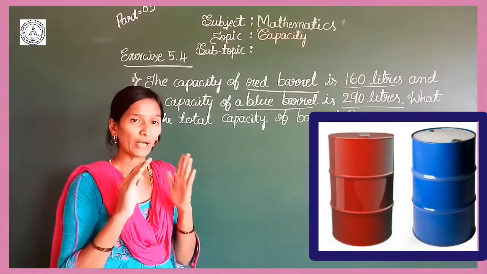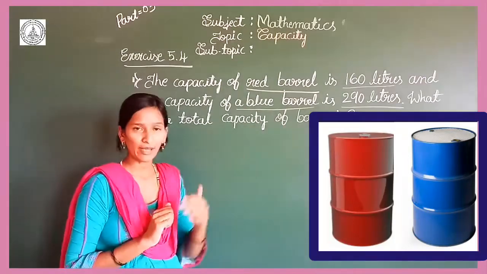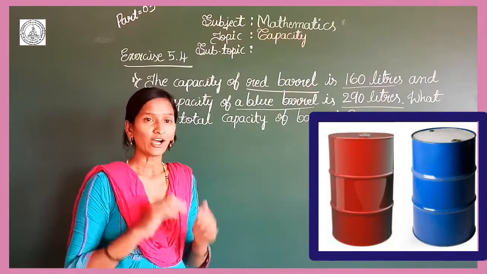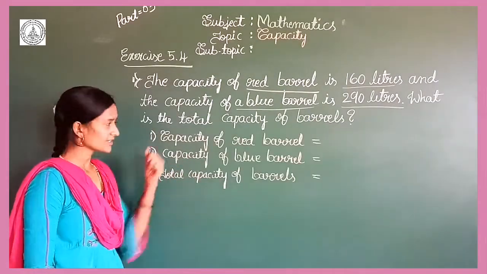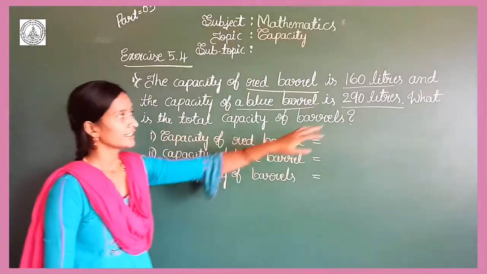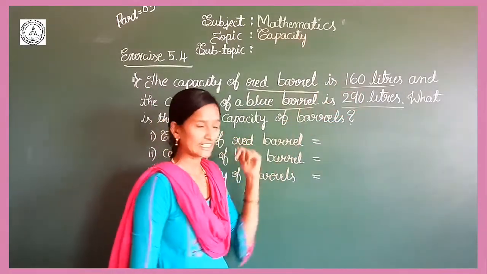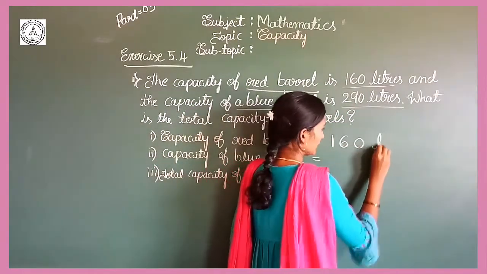Here you have to find out the total capacity of the 2 barrels. That means you have to do the addition operation, right? Students, the first statement is the capacity of the red barrel. How much? It is 160 liter. So write down here 160 liter.